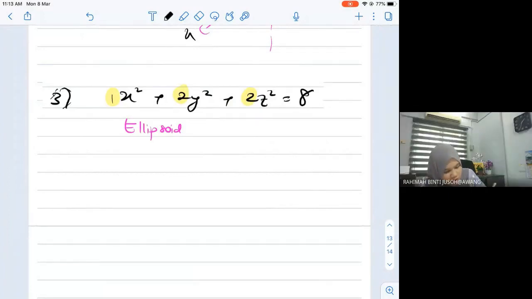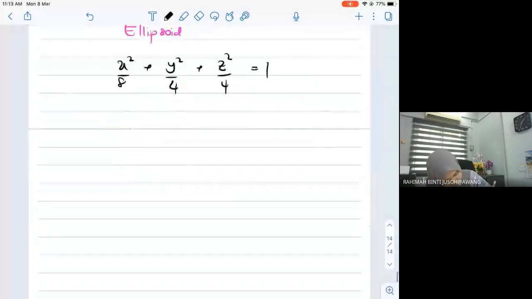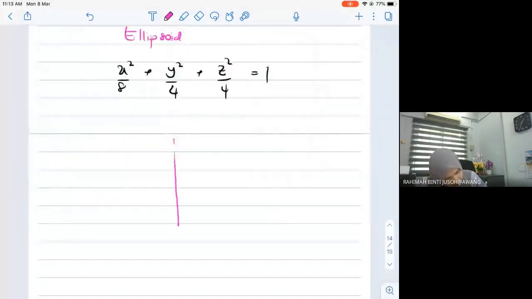Yes, X. Okay. So if we divide everything by 8, we have x squared over 8 plus 2y squared over 8. Okay, 2 bagi 8 jadi 4 lah. y squared over 4 plus z squared over 4 equals to 1. So yes, this is an ellipsoid and the magic axis is on X. So straight away sketch the graph.